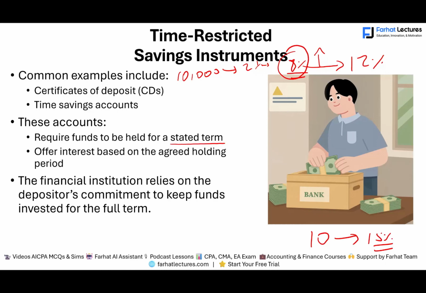Because they want to make sure they have a certain amount of money that you cannot take out. They need to operate, they need to plan, they need to invest. So the financial institution relies on the depositor's commitment to keep funds invested for the full term, because based on that commitment, they can make decisions about loans, about other operational factors, how they run their business.